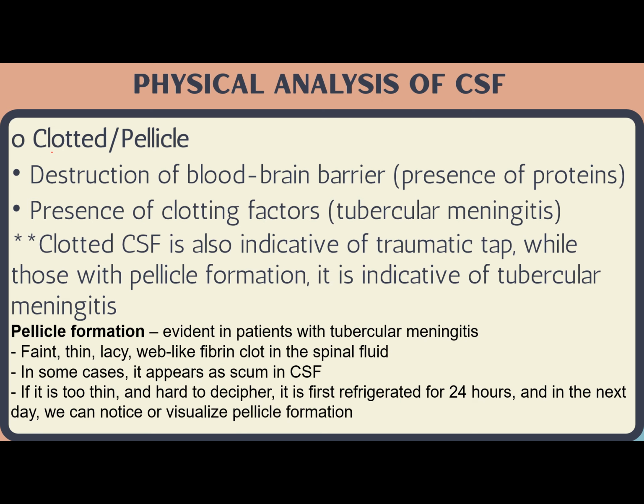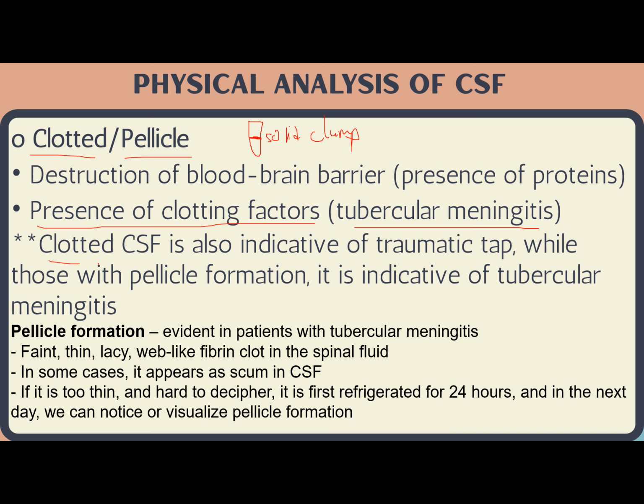Then, if your CSF would be clotted or would have a pellicle, when you say pellicle, class, say this is your tube, in the topmost layer there would be a solid clump. That's your pellicle. The meaning of a clotted CSF or a CSF with pellicle is the destruction of the blood-brain barrier, presence of protein. It could also mean the presence of clotting factors seen in tubercular meningitis.